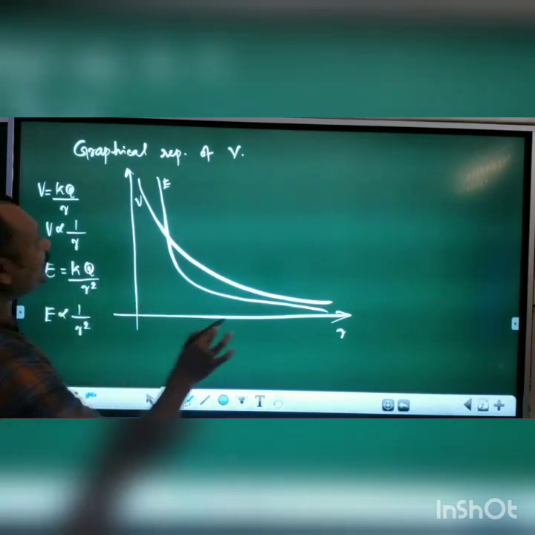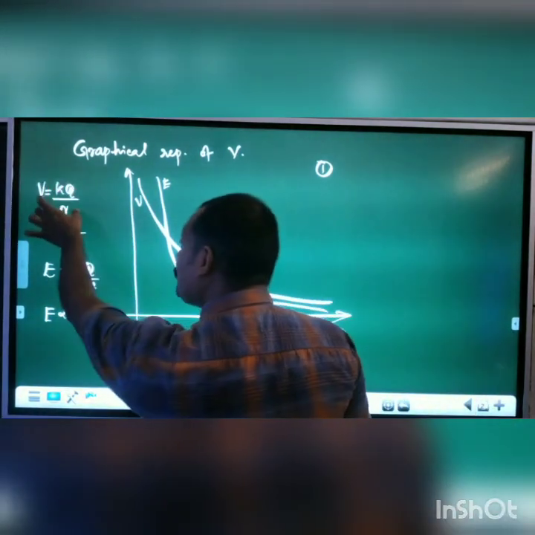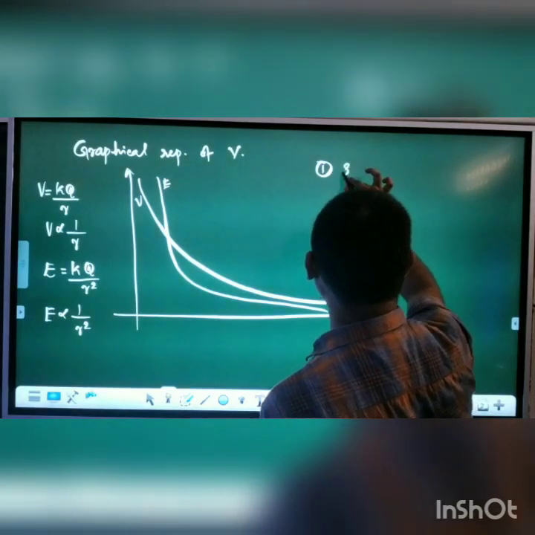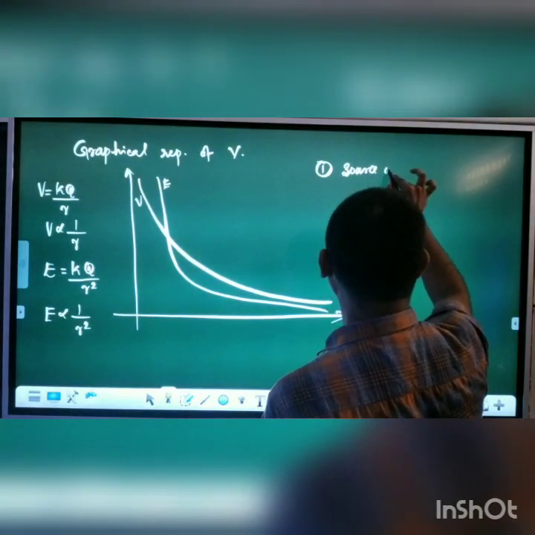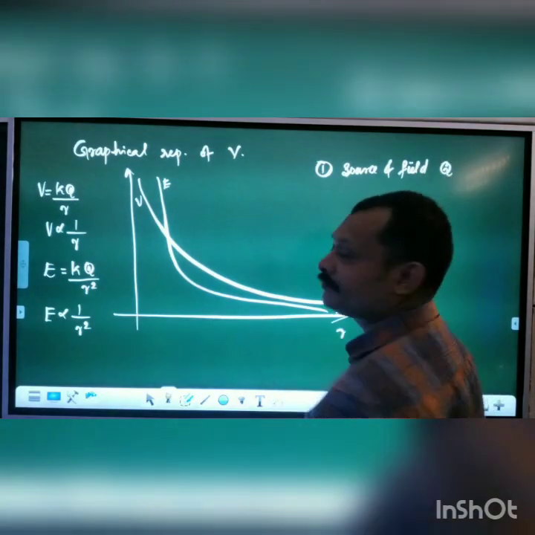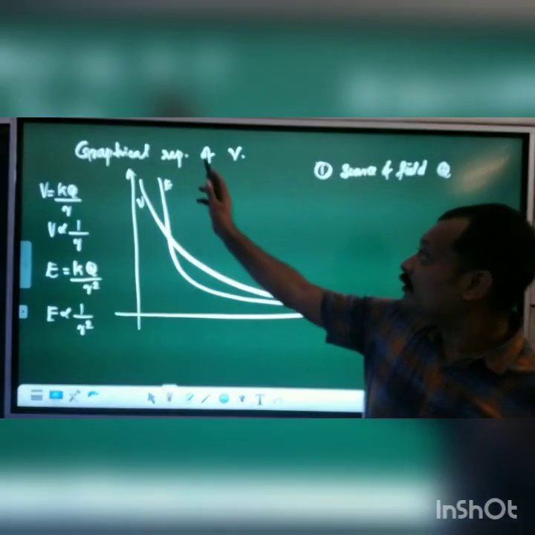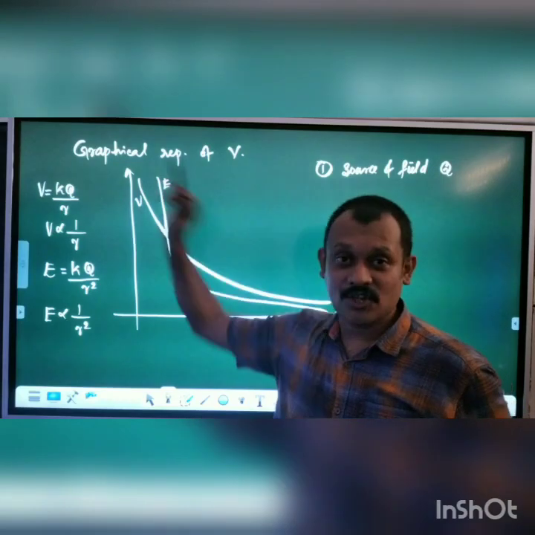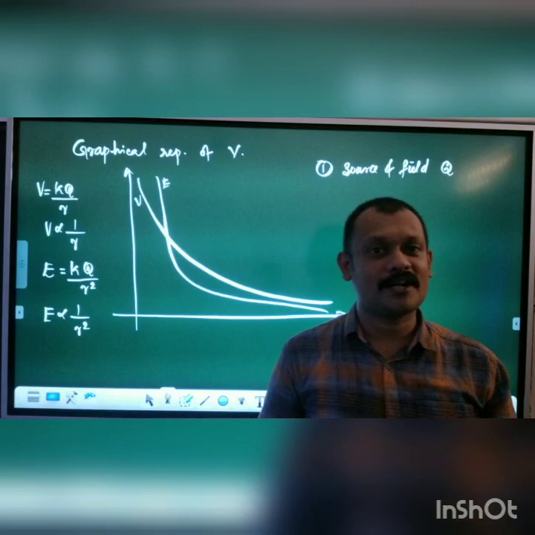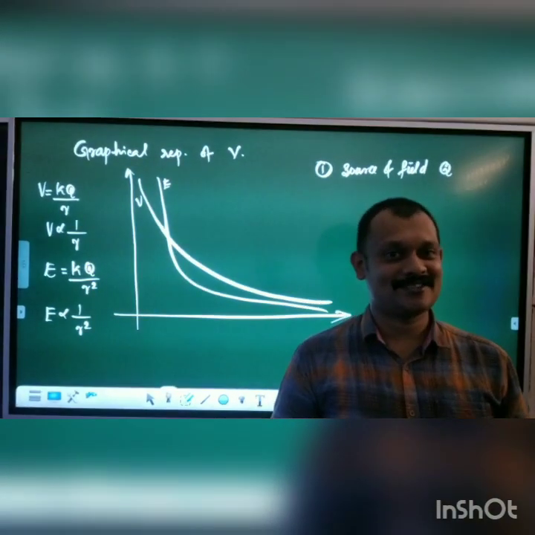Now, on what factors does the potential due to a point charge depend? One, it depends on the source of the field. What is the source of the field here? It is the charge Q. The source of the electrostatic field is the charge Q. So, the potential V depends on the charge Q. Or precisely, the electrostatic field and electrostatic potential are characteristics of the source that produces them.